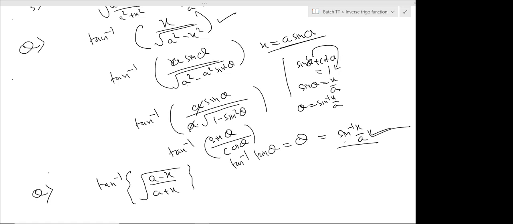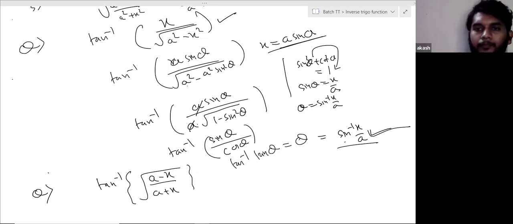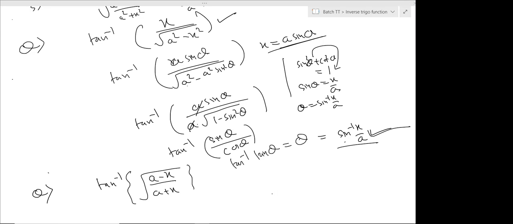Done, Kinza? Solve this or not? Yes, I'm not sure about the value of theta.